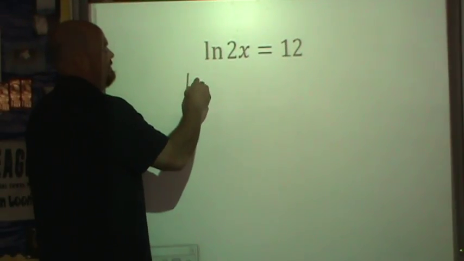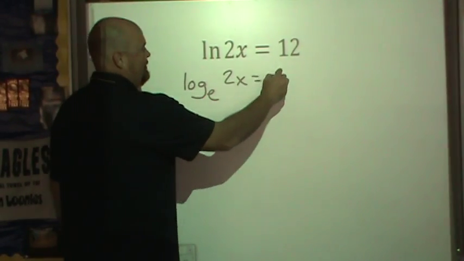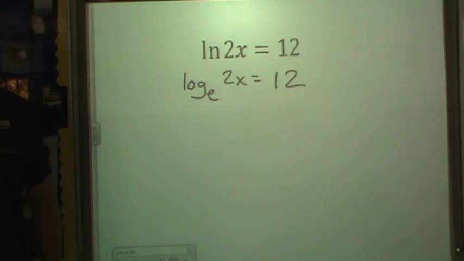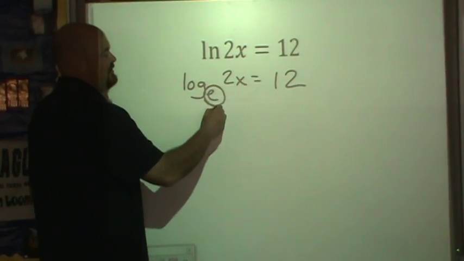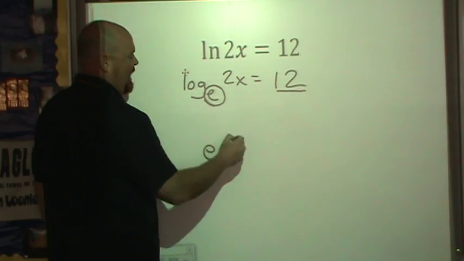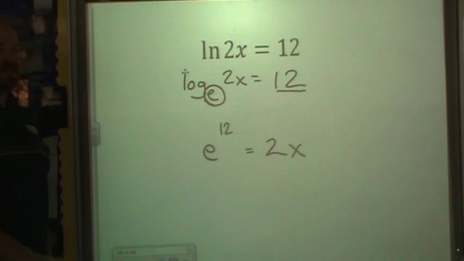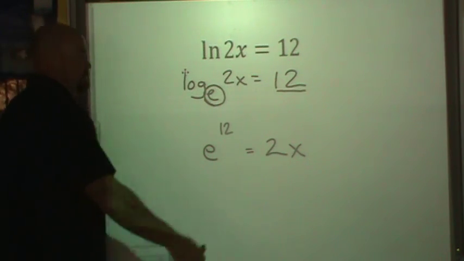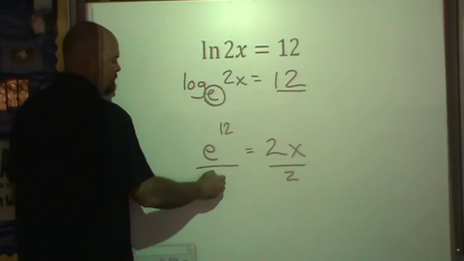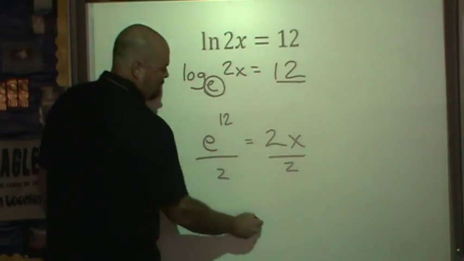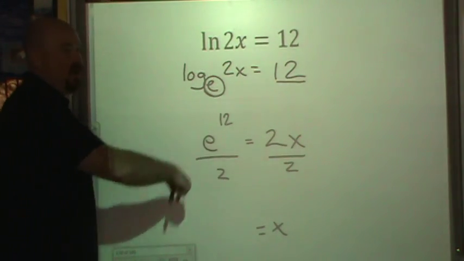In order to do that, it might make sense to write this like that, because when you translate a log into exponential form, we say, okay, it's this raised to this power, and that value is equal to 2x. That's all for x. What are we going to do? Divide by 2.